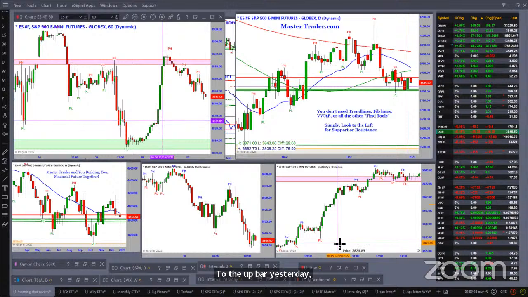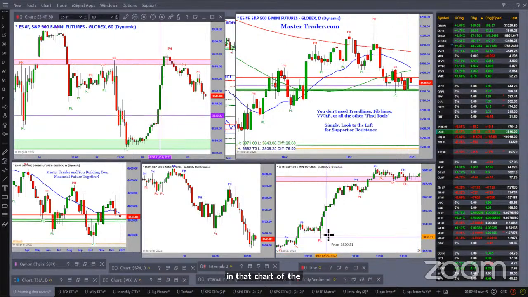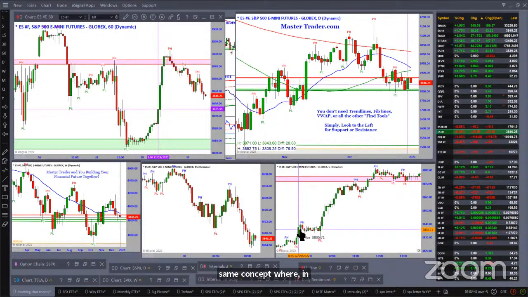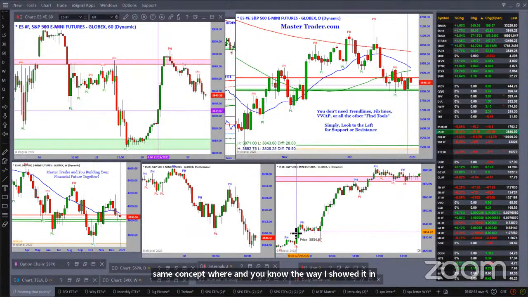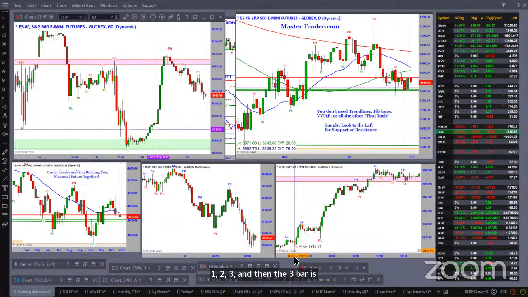Over the weekend, I wrote about a money bar setup that I coined multiple years ago. And yesterday at the open was kind of a money bar setup. It was more erratic than what I had shown or written about in that chart of the week, but it's the same concept. The way I showed it in that article was a wide range bar up, and then it becomes like a 1, 2, 3. And then the 3 bar is a bottoming tail bar that takes out the low.